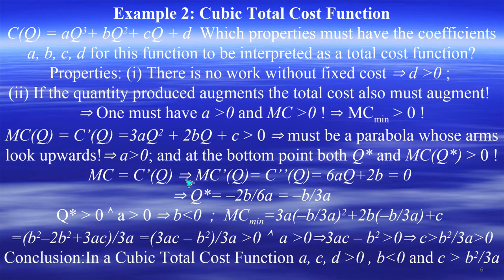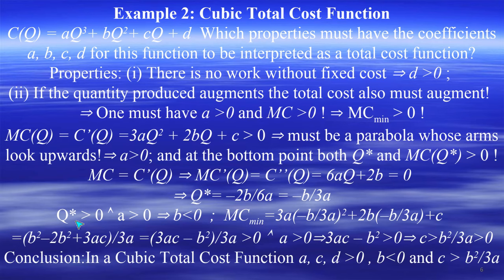And this should be equal to 0 as well, because we are minimizing the marginal cost. First order condition for the minimum of marginal cost is this. From here, we solve the Q star as 2b, we put it to the other side, minus 2b over 6a, and simplifying, we obtain minus b over 3a. This is the Q star. This is our only candidate for minimum marginal cost, the quantity where we should obtain the minimum marginal cost.